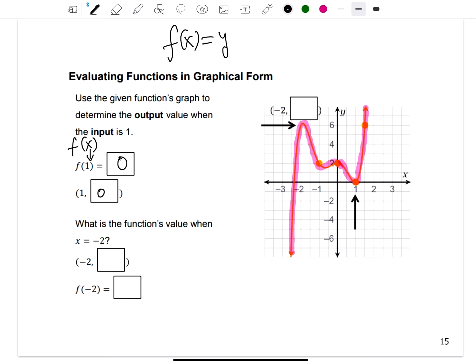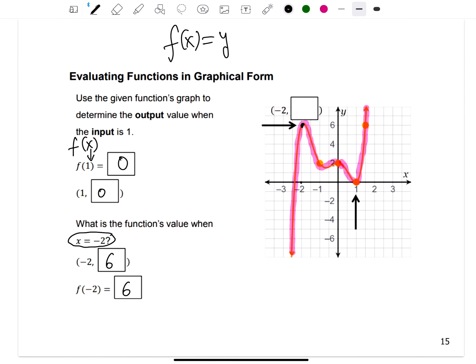What is the function value when x equals -2? In this case, we are given the x value and we're looking for the y value. So when x is -2, which is here, what is the y value? That is going to be 6. So f of -2 is equal to 6. When x is -2, y is 6.